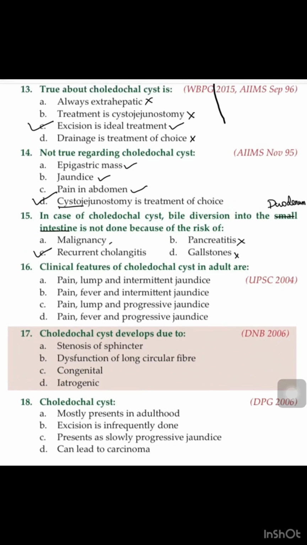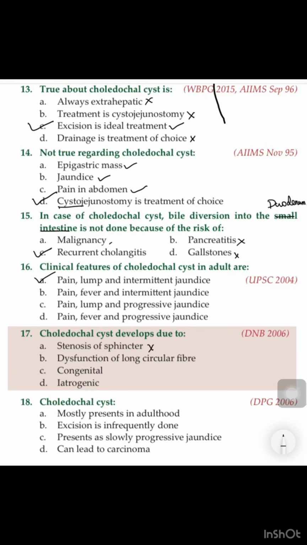So clinical features of choledochal cyst are pain, lump and intermittent jaundice. Whenever there is a duct obstruction, that results in jaundice. On treating with antibiotics or giving a drainage procedure, the jaundice might reduce. So it causes only intermittent jaundice, not a progressive jaundice, because there is no continuous obstruction to the duct. Choledochal cyst develops due to stenosis of the sphincter.